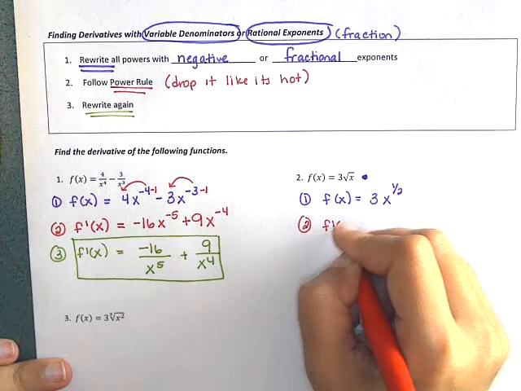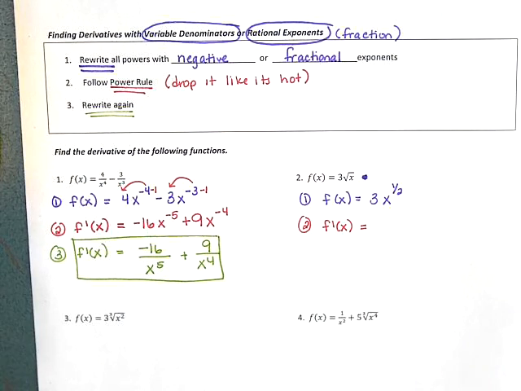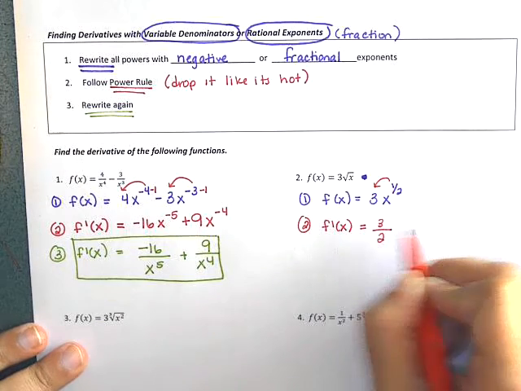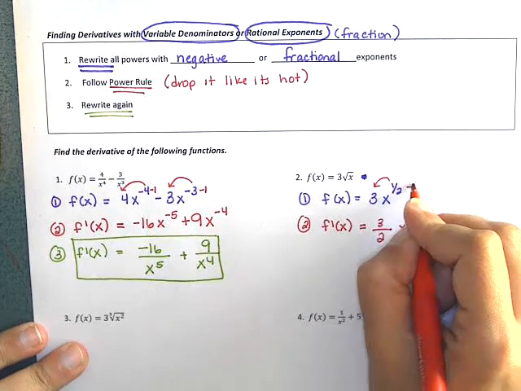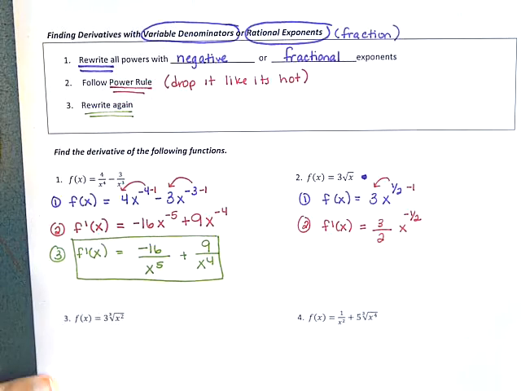Then we're really taking the derivative now, so I'm changing my notation. It's a prime because it's the derivative. Drop it like it's hot. 3 over 2, x to the, subtract 1. 1/2 minus 1 would be negative 1/2.